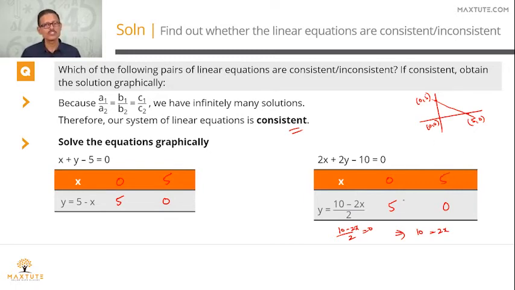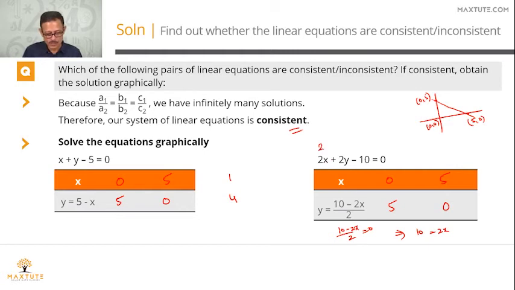So 0, 5 is one solution, 5, 0 is another solution. So we have 2 points which are exactly the same 2 points lying on both these lines, which means these 2 lines are coincident. If you want, you can check out one more. Pick something like 1, 4. Is 1, 4 going to satisfy this? 1 plus 4 minus 5 is 0. Satisfies it. Let's check out whether it satisfies here.